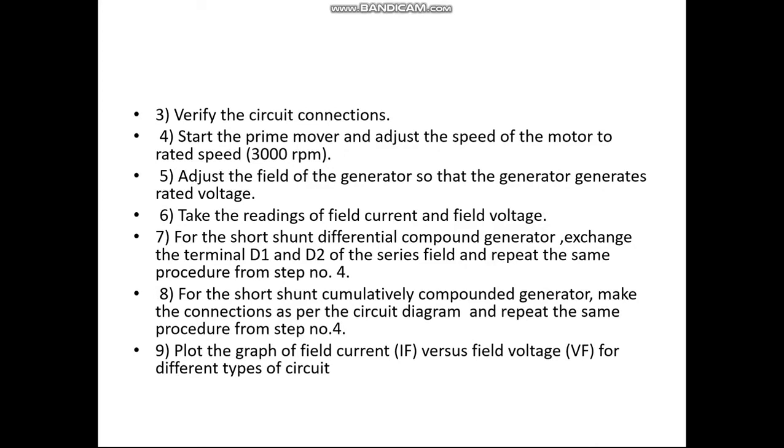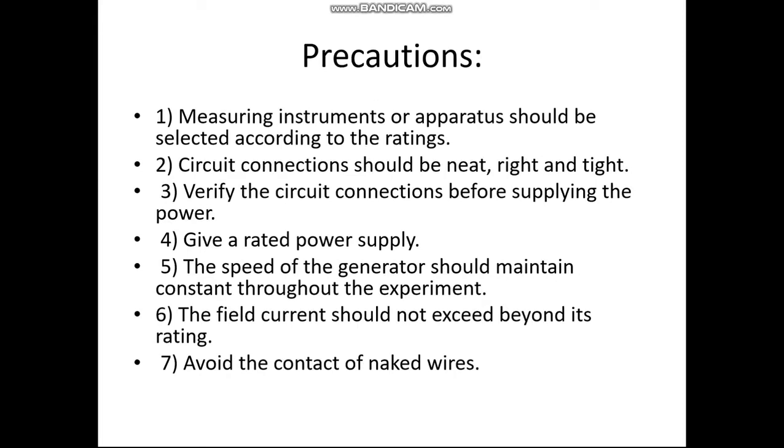Number 8. For a short shunt cumulative compound generator, make the connection as per the circuit diagram and repeat the same procedure from step number 4. Number 9. Plot the graph of field current versus field voltage for different types of circuits.